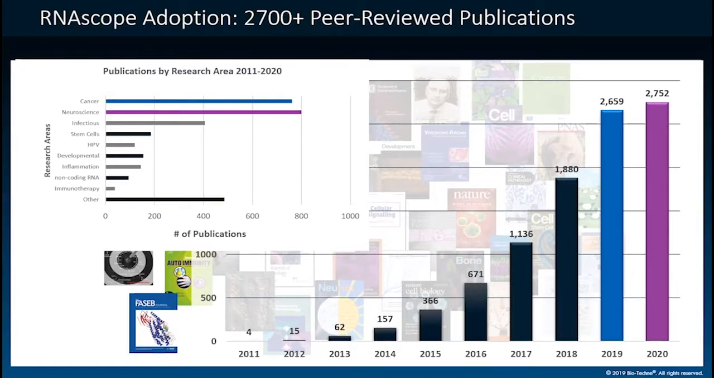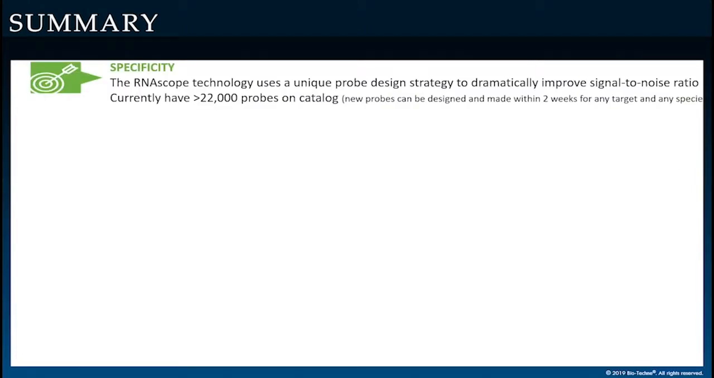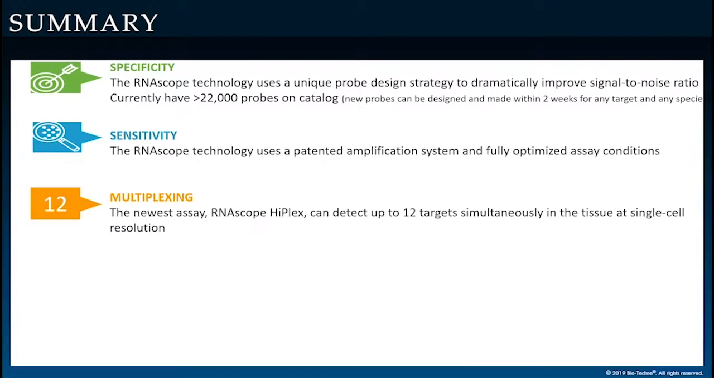is also demonstrated by a rapid growth of publications using this assay to confirm and spatially map single-cell RNA sequencing data. With all of that, I hope I've convinced you today that RNAscope uses a unique probe design strategy to dramatically improve signal-to-noise ratio. We currently have over 22,000 probes on catalog, but new probes can be designed within 2 weeks for any target and any species, as long as you know your sequence.